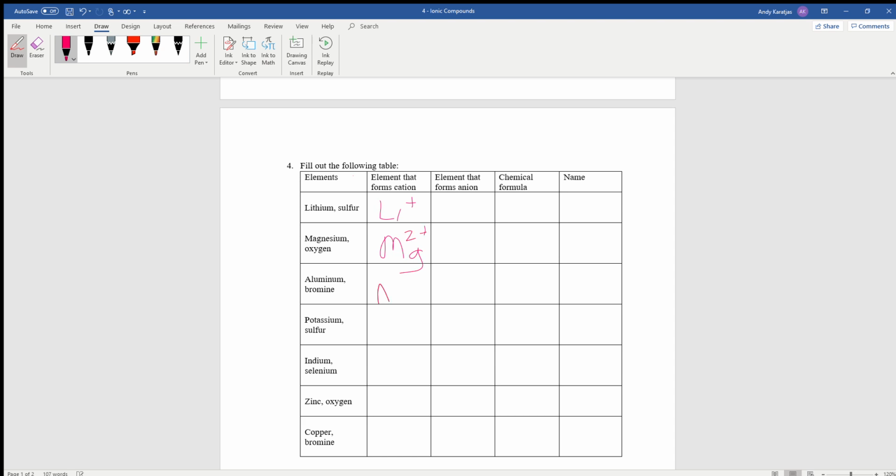Aluminum in group 13, generally +3. Potassium, like lithium, is another alkali metal, +1. Indium over in group 13, +3. Zinc is one of our unusual ones, and hopefully you remember that zinc forms a charge of +2. And copper is one of the ones that can take on multiple charges. It can be +1 or it can be +2.